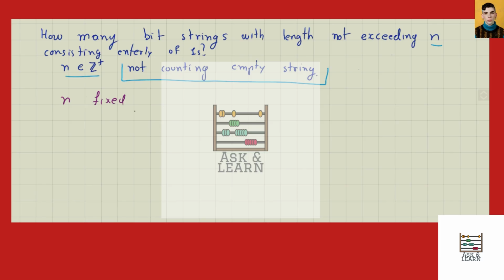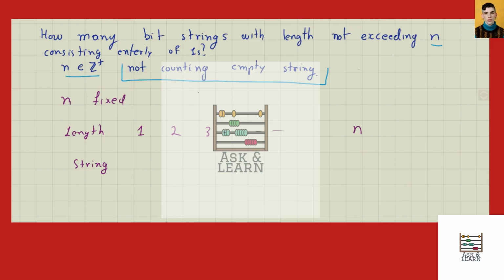So in this case, let's suppose that n is some number. We start with the bit string 1. Then the next one will be 11. I'm going to put the length here, and here you're going to put the string. So we have length 1, length 2, length 3, until length n.